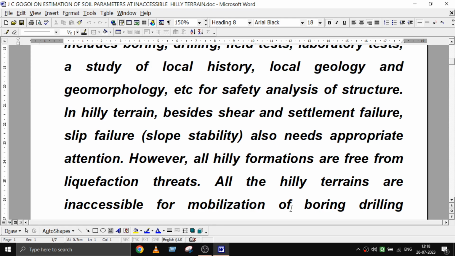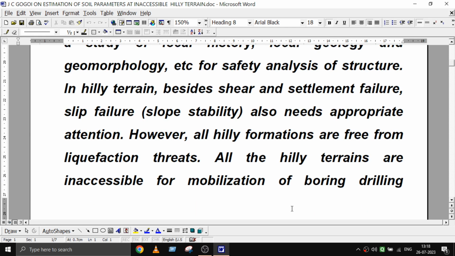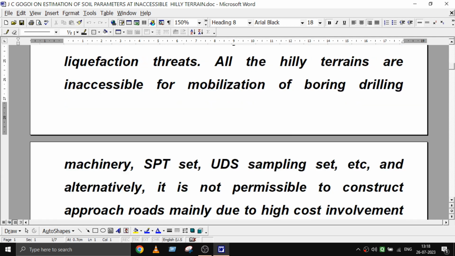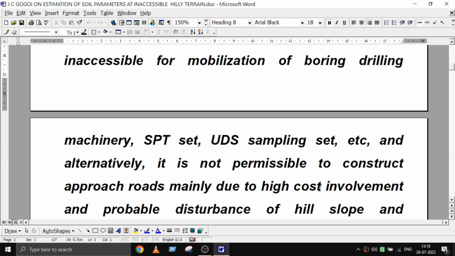In hilly terrain, especially in inaccessible areas, mobilization of boring or drilling equipment, field test equipment, and sampling test equipment is a problem. Alternatively, it is not permissible to construct an approach road, mainly due to high cost involvement, and it will also be very time consuming.